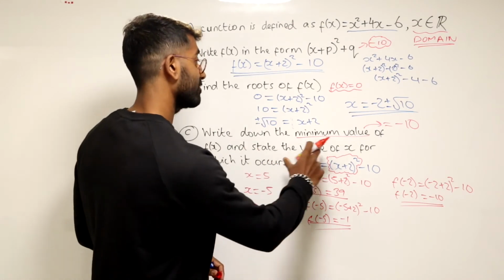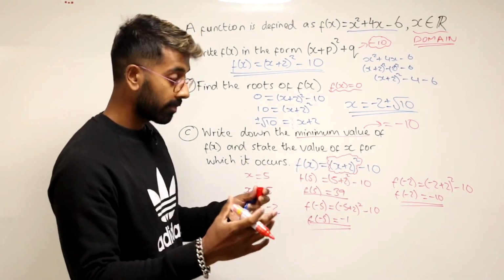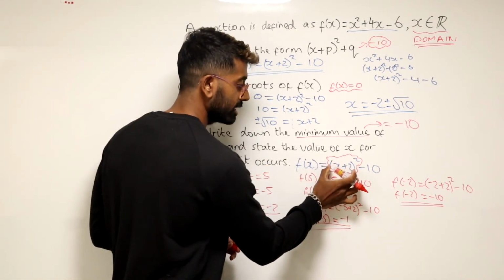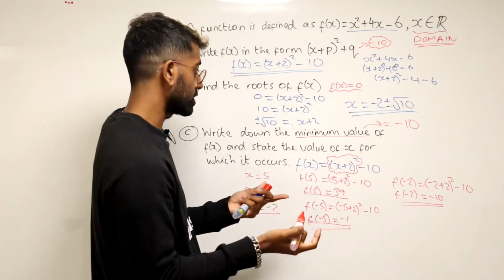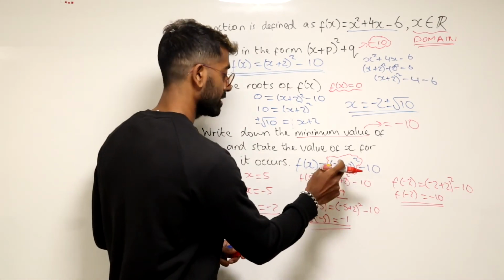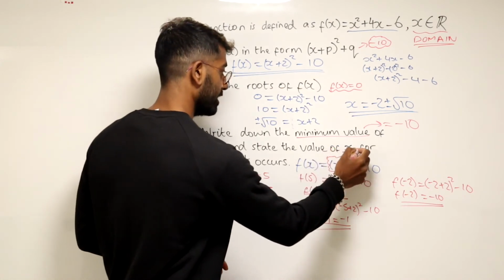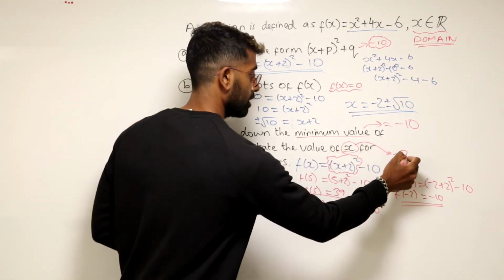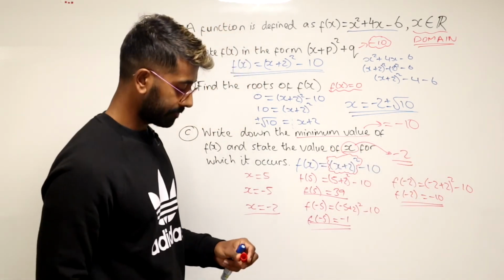And now it says to state the value of x for which it occurs. Well, if we needed this part to equal 0, how do we get it to equal 0? That's when x is minus 2. So the value of x for which it occurs is minus 2.